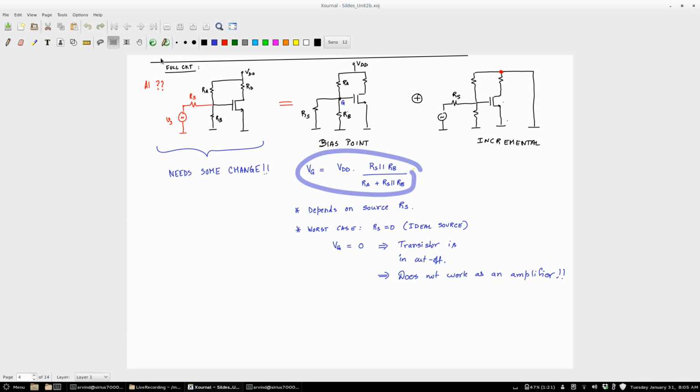All right. Now let's go back to this particular connection, and then we will analyze and see how we can rectify this problem.